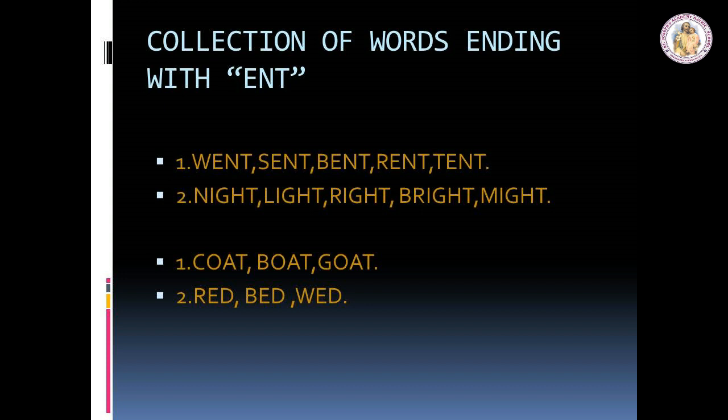The second one, if you see, the words end with GHT: night, light, right, bright and might. This is also a pattern. The next one: coat, boat and goat. This is also a kind of pattern. The last one is red, bed and wed. These are called rhyming words. This is also called patterns.